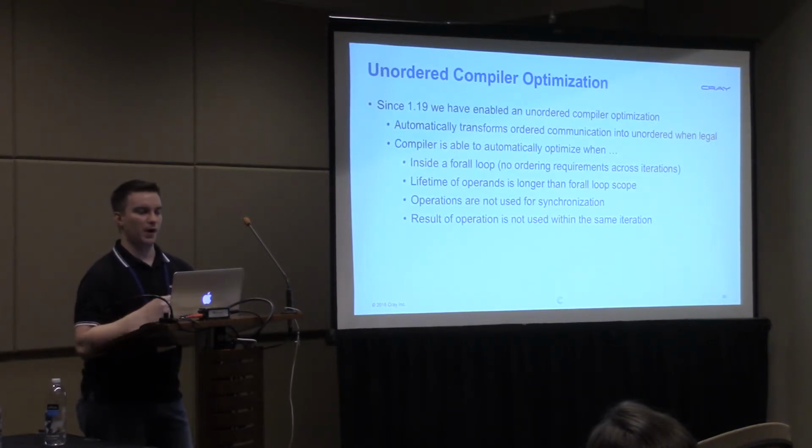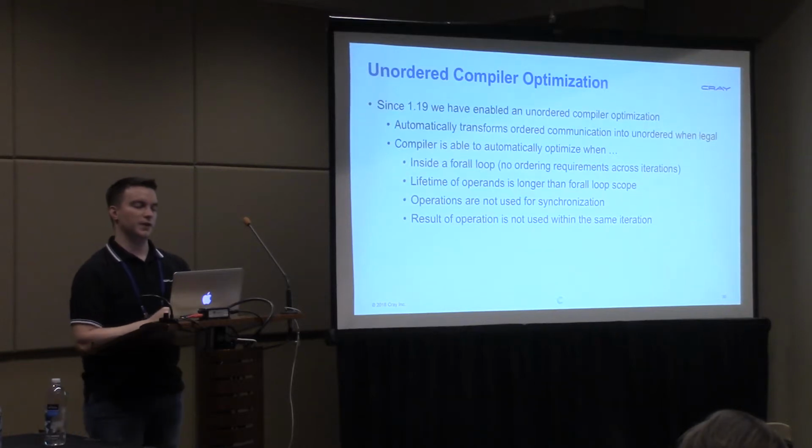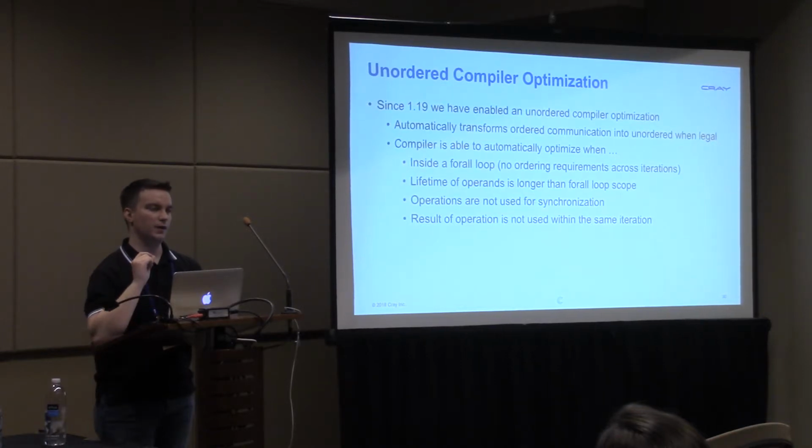And the sorts of things that the compiler needs to be able to know are, okay, we're inside a forall loop, and that's important because forall loops have no ordering requirements across iterations. We have to know that the lifetime of operands is longer than the forall loop scope. Basically, you can't do a non-blocking operation on something that's about to be destroyed. We have to know that these operations aren't used for synchronization. And we have to know that the result of an operation isn't used within the same iteration of a loop, because within a single iteration of a forall loop, you still have to guarantee sequential consistency. It's just across loop iterations that you don't have to.